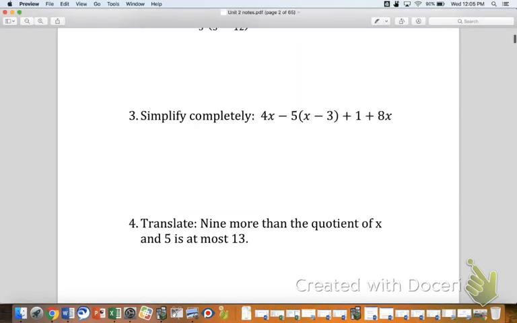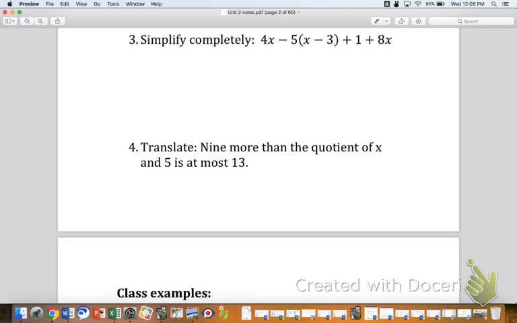and number 4. Okay, so number 3, do you see any distributive properties in there anywhere? Yes. What number is being distributed? Negative 5. It's -5, right? It's not 5 because you keep the sign in front of the number. So as I distribute that -5, I end up with 4x minus 5x.